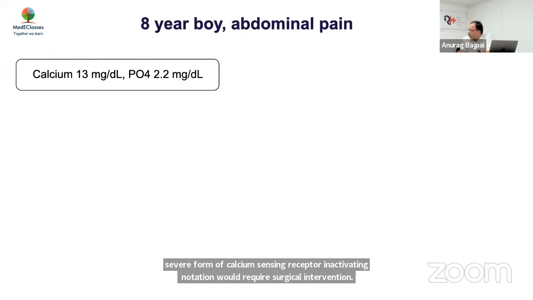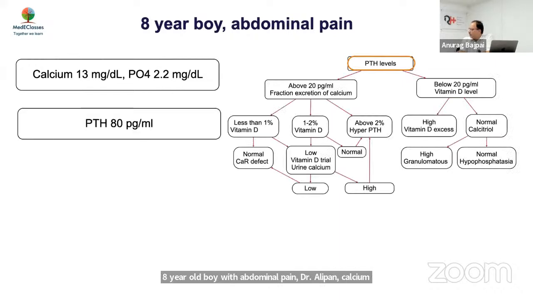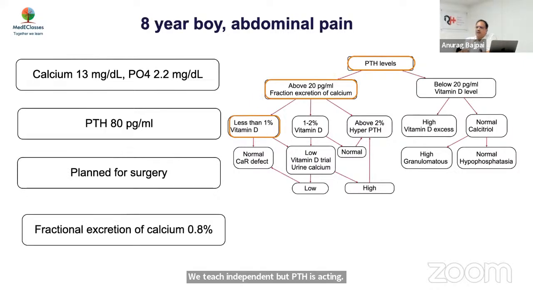8-year-old boy with abdominal pain, Dr. Alapan, calcium is 13, phosphorus is on the lower side, PTH is 80. So what are you thinking about? Is this a PTH dependent or a PTH independent cause? PTH independent, but PTH is 80. PTH dependent cause. So now in this scenario, he was planned for surgery, but when you did the urinary excretion, it was found to be low.